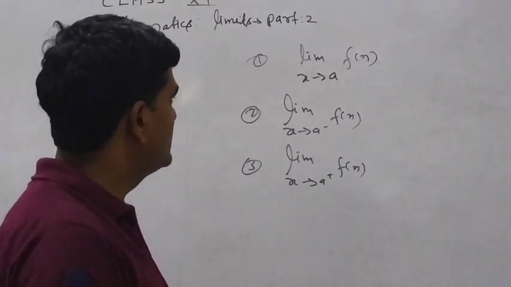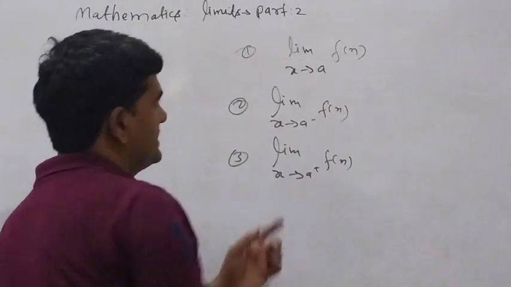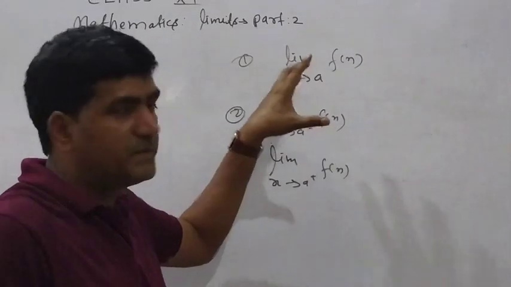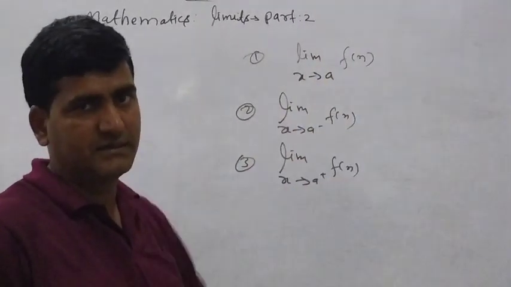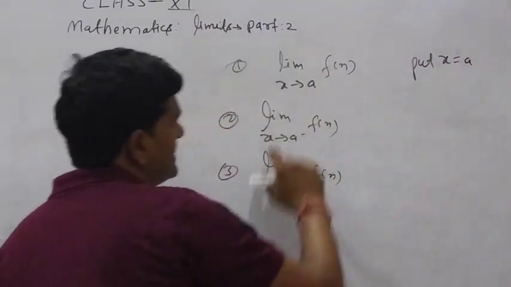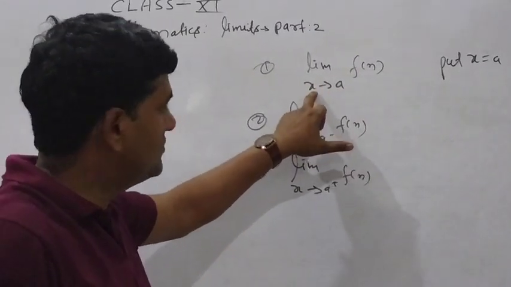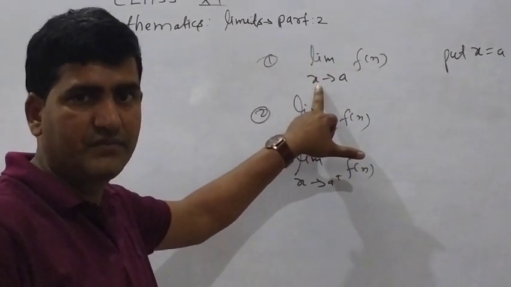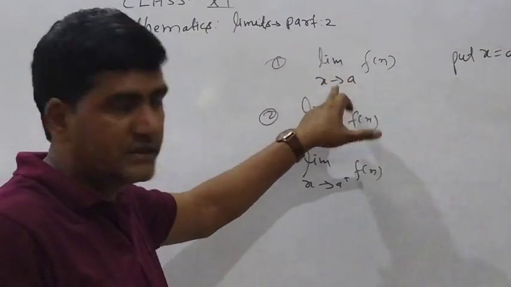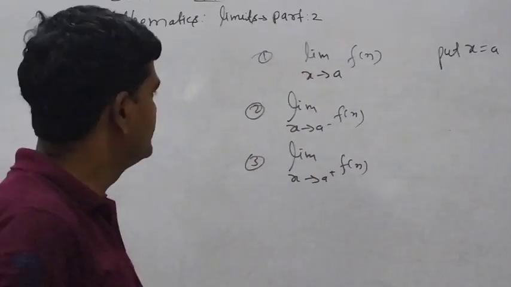Three types of limits we will get here. First one, limit x tends to a f(x). In this way, if any function is given with x tends to a, then in the place of x we can put a directly. Here put x is equal to a, because you know already x is not equal to a. Why? x tends to a means the value of x is nearer and nearer to a, nearest to a. We can't write x is equal to a, but in the place of x we can put a in all the questions, as I told in the first video.